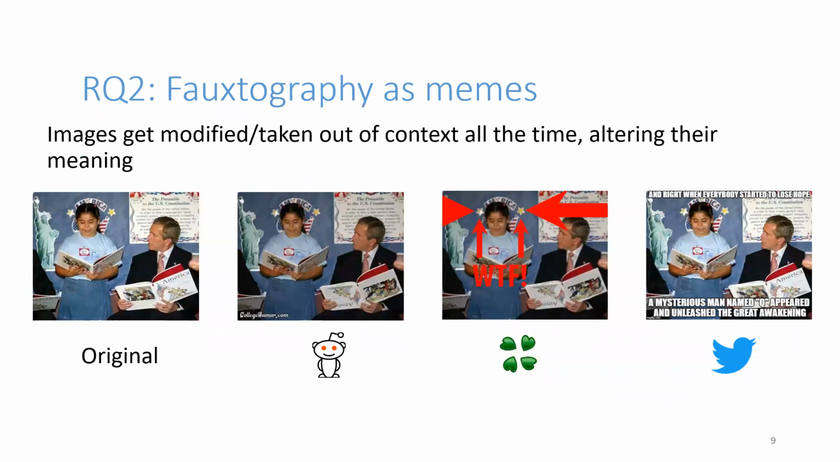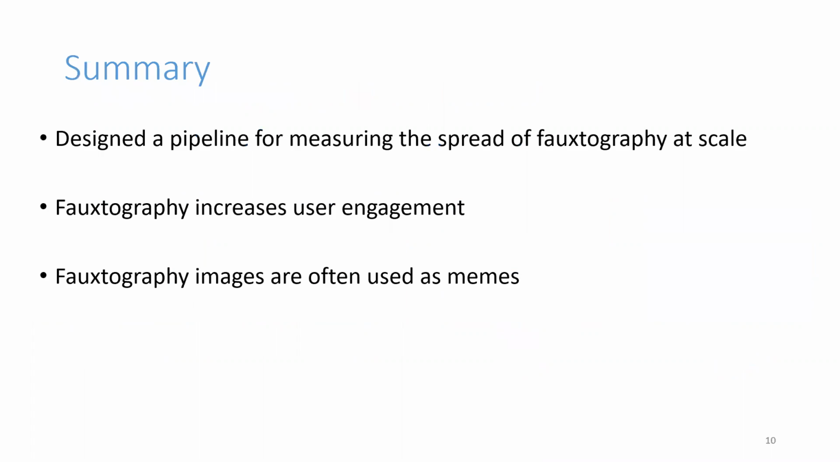For research question 2, we found Fauxtography is often used as memes. For example, in the original picture, it shows George Bush is reading a book with a girl. And on Reddit, it shows a Fauxtography where the book in the George Bush's hand is upside down. On the basis of this Fauxtography, there are memes on 4chan and Twitter.